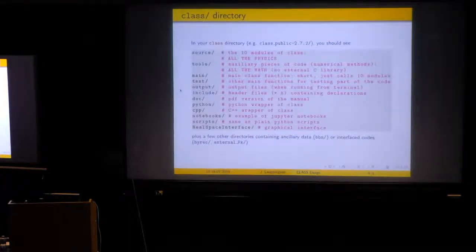Next, I suggest that you have a look in your CLASS directory. If you downloaded it from Git, it's probably called class_public-2.7.2. This is the current version. Inside there, you should see at least these directories. The first directory, source, is the most important one. It contains the ten modules of CLASS. This is where all the physics is. Tools also contains some C code, but this is all the numerical methods, not referring specifically to the physics.